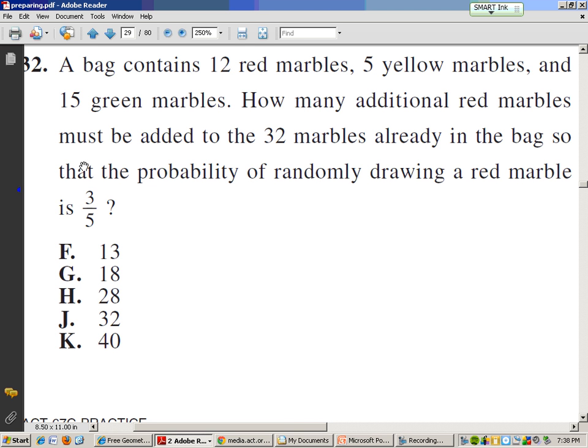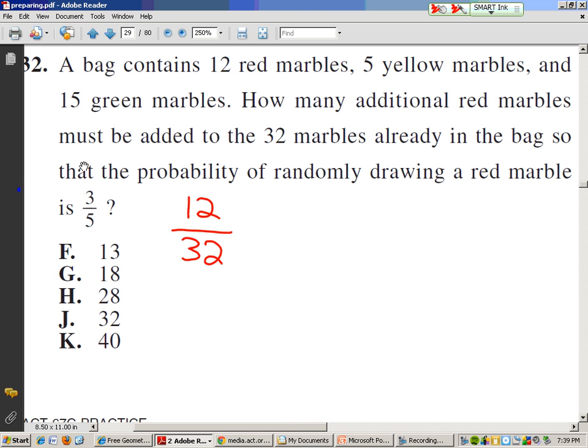This is asking how many are going to have to be added. So the final number has to be a multiple of 5, but that's not how many have to be added. Like here, I could add 3 and get to 35, right? Or I could add 8 and get to 40. But that's just kind of a quick way to check it. So now what I want to do is figure out 3/5, and at this time I have 12 red marbles out of 32.